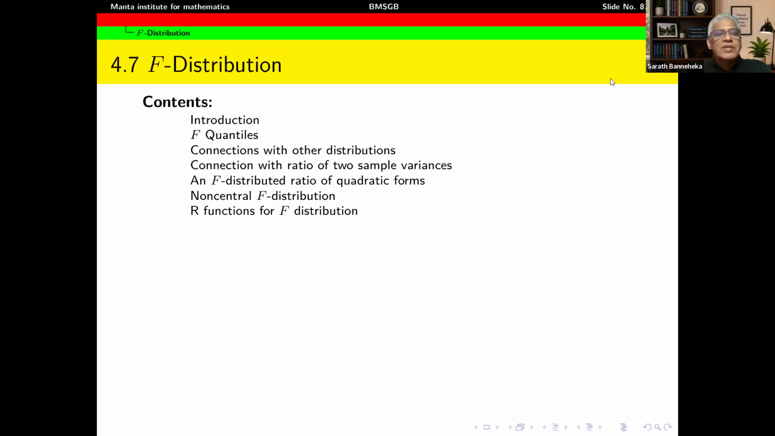Hello, welcome to this lesson on the F distribution. This lesson includes a brief introduction to the F distribution and then some theory and results related to the F distribution, including F quantiles, connections with other distributions, connections with ratio of two sample variances, and F distributed ratio of quadratic forms, non-central F distribution, and finally R functions for the F distribution.